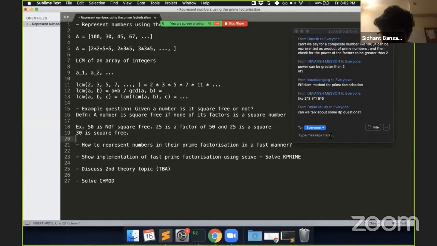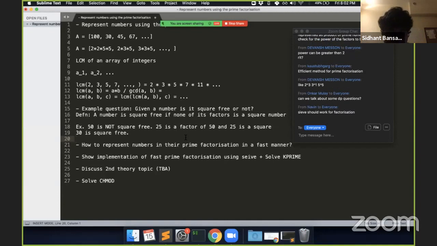Can we talk about some DP questions? Onkar, this is actually a number theory session, so I don't think we'll be discussing much DP. I think the DP session will probably be next week or something.